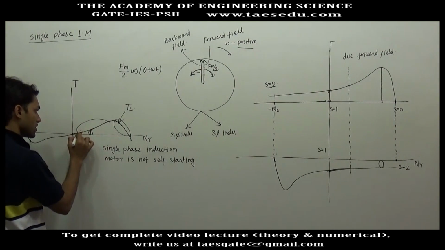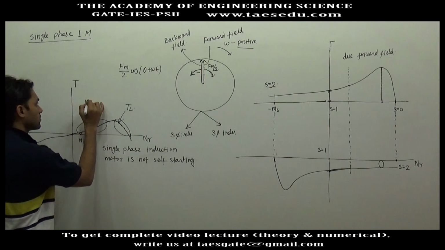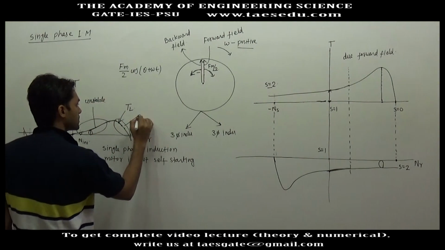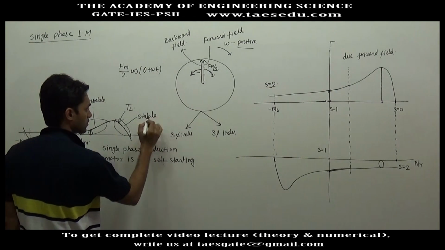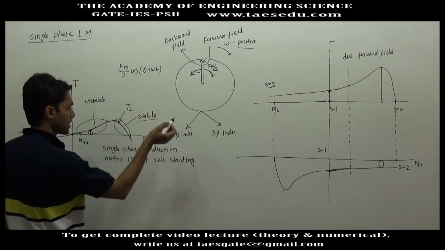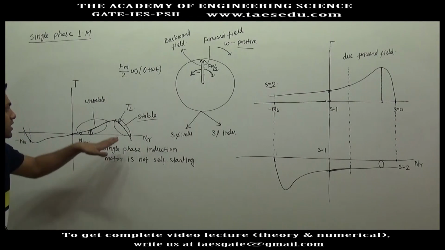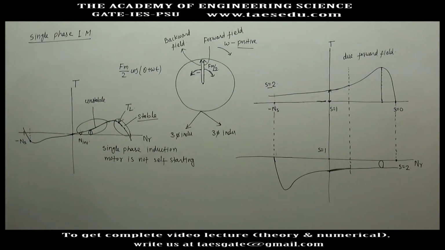These are an unstable region of operation, unstable, and these are a stable region of operation. In a separate video lecture, I have discussed how to find out the stable and unstable regions of operation.